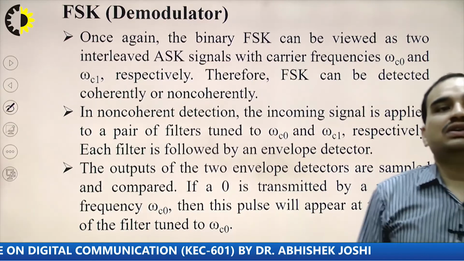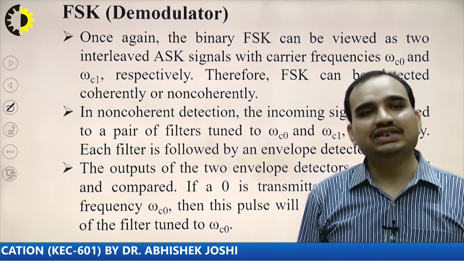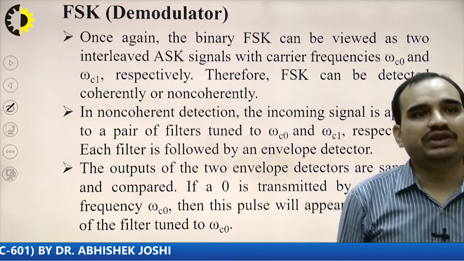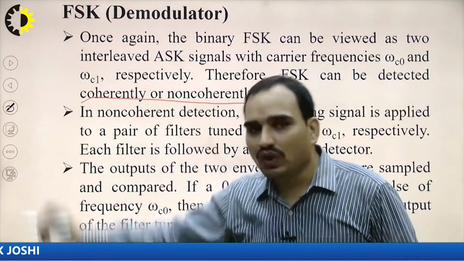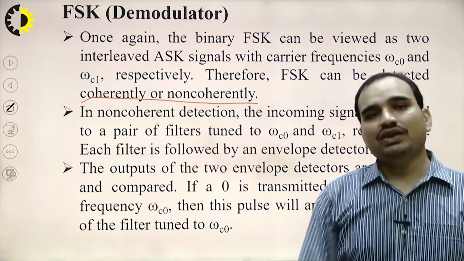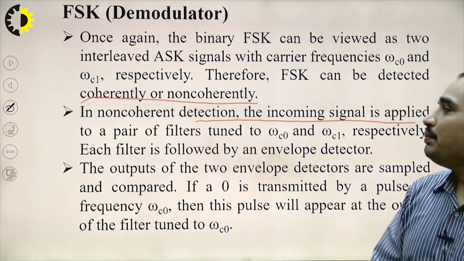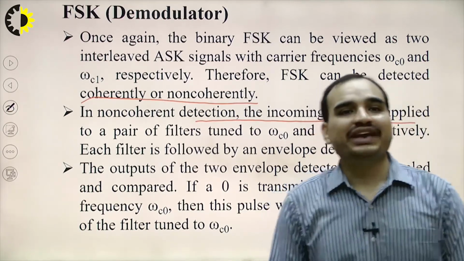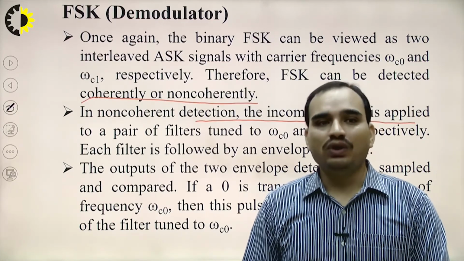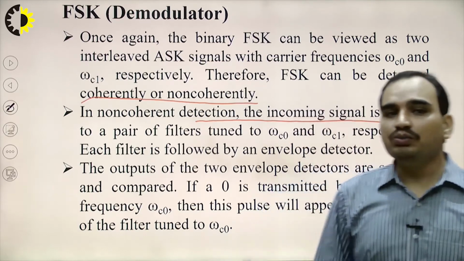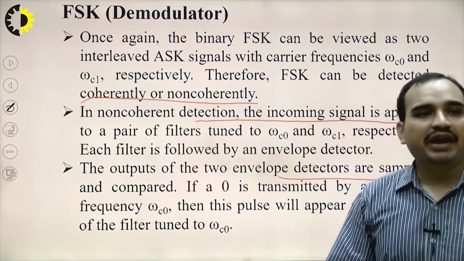So binary FSK can be viewed as two interleaved ASK signals with carrier frequencies omega C0 and omega C1 respectively. Therefore FSK can be detected using coherent and non-coherent detection. In non-coherent detection, the incoming signal is applied to a pair of filters tuned to omega C0 and omega C1 respectively. Each filter is followed by an envelope detector. The outputs of the envelope detectors are sampled and compared.